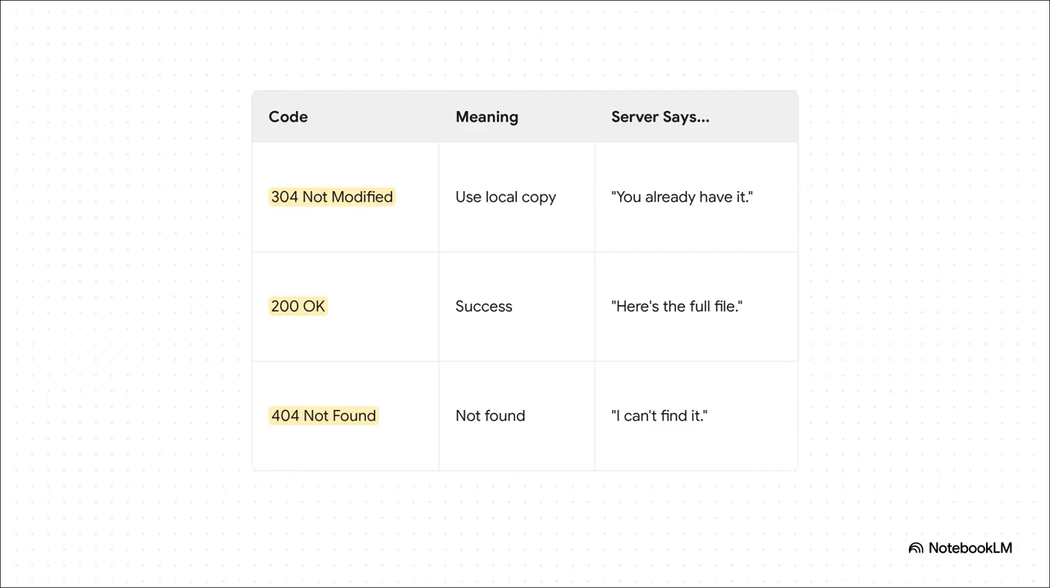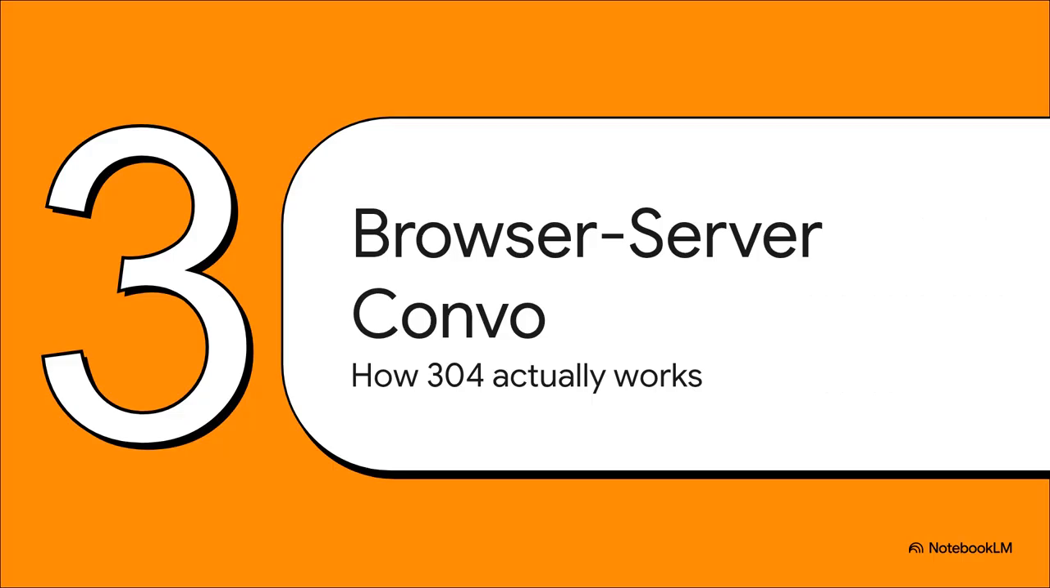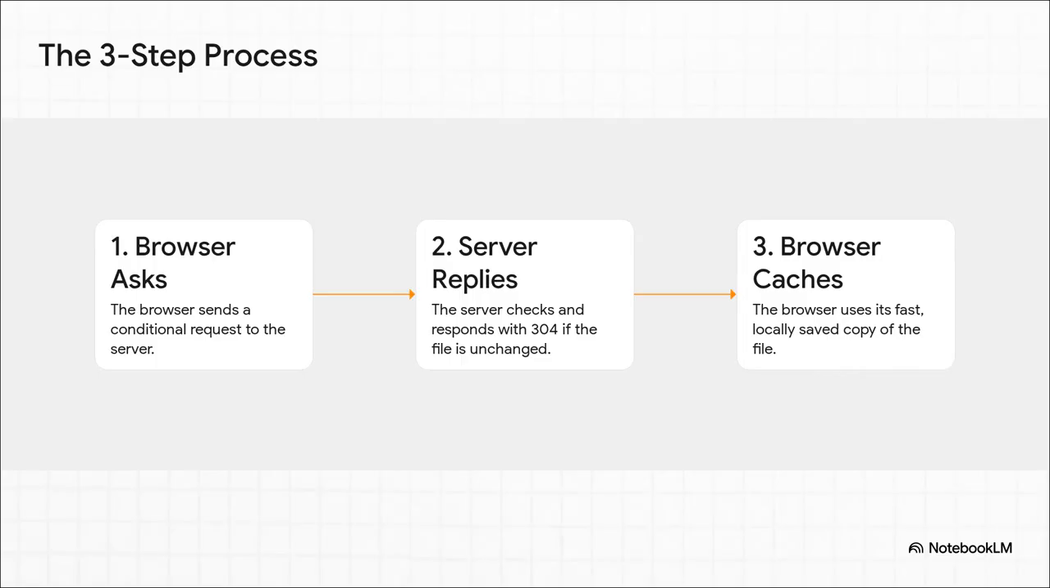So how does this actually work in practice? The best way to think about it is like a very quick, very specific conversation between your browser and the website server. It's kind of like a three-step dance. First, your browser asks a smart, conditional question. It doesn't just say, give me the file. It asks, should I get the file? Second, the server does a quick check and replies. And third, based on that answer, your browser knows, aha, I can just use the copy I already have, and the page loads in a flash.